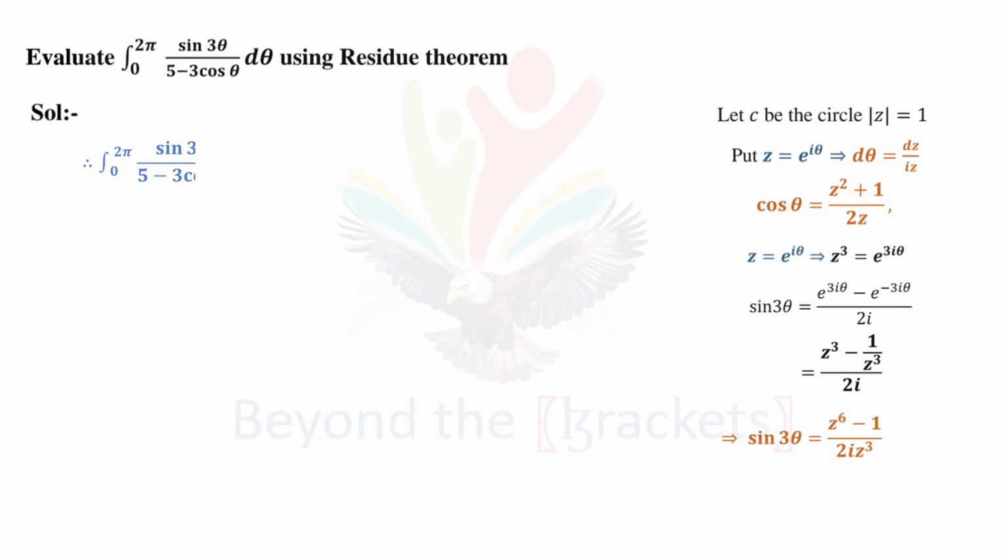Substituting these values in the given integral, we have sin 3 theta as z power 6 minus 1 by 2i z cube divided by 5 minus 3 cos theta, which is z square plus 1 by 2z, and d theta will be replaced by dz by iz.